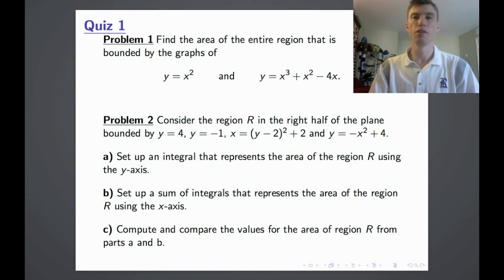Problem 2 considered the region R in the right half of the plane bounded by the curves y equals 4, y equals negative 1, x equals (y minus 2) squared plus 2, and y equals negative x squared plus 4. In three parts, it asks us to set up an integral that represents the area of the region with respect to the y-axis, set up an integral which represents the area of the region with respect to the x-axis, and part C asked us to compute the values of each integral and compare your results. That is, which was easier, did you get the same value, etc.